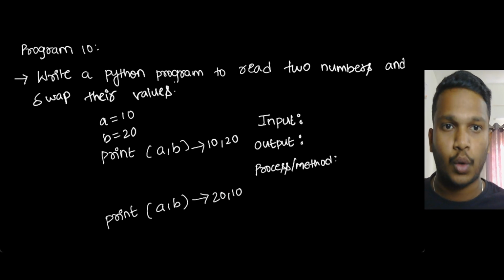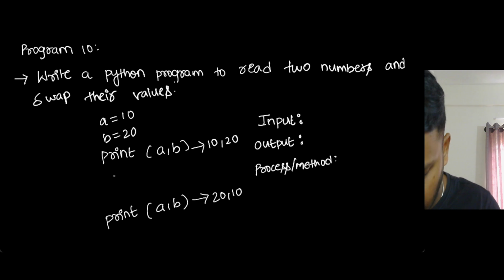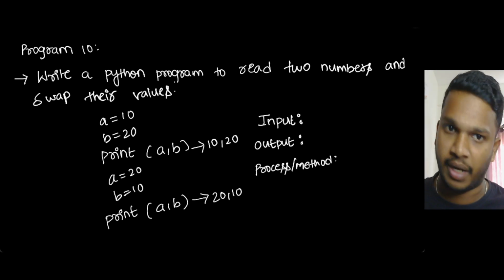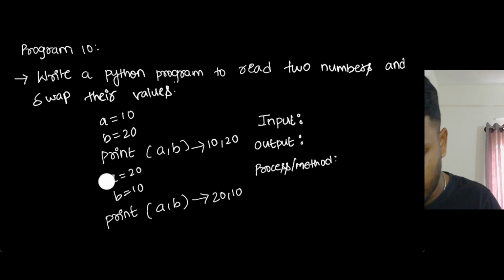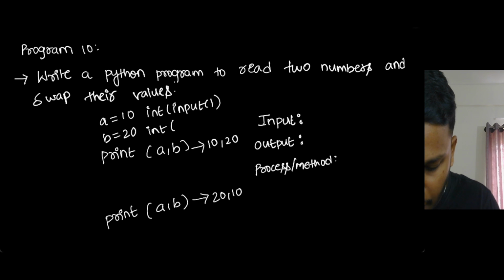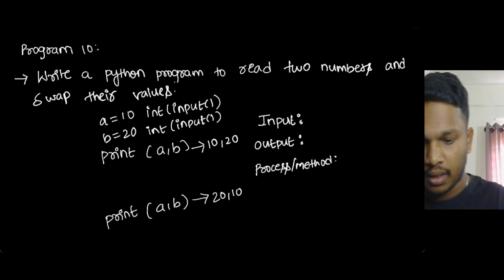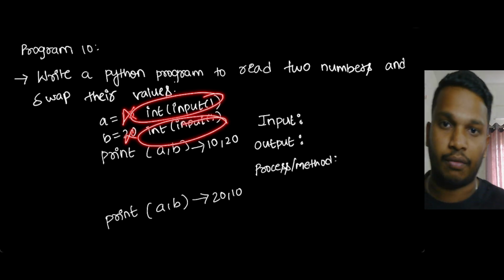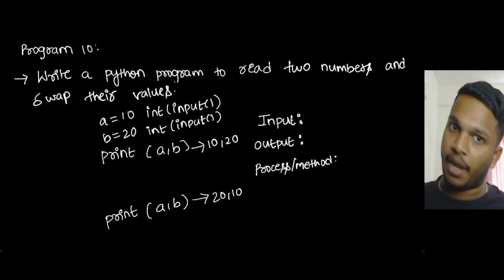Now, intelligent people will tell you to make a equal to 20, b equal to 10. So you will get print a, b as 20 comma 10. Am I correct? Yes. But think it will be like int of input. You don't know what the input is. For your understanding, I told a is equal to 10, b equal to 20, but in the real world you will not get 10 and 20 directly. You will write a is equal to int of input, b is equal to int of input.